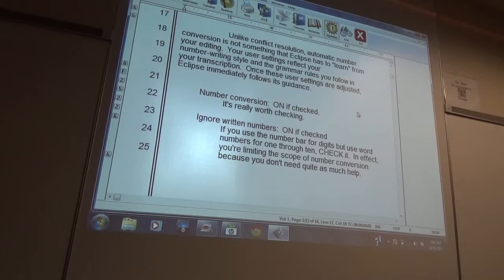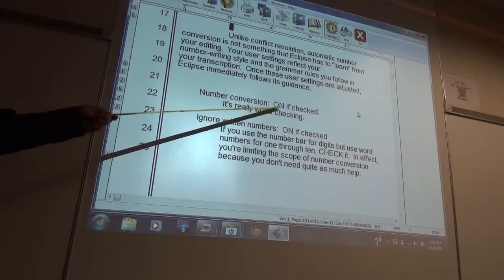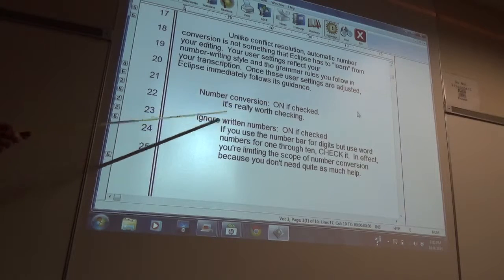Okay, here it's telling you on the number conversions, you know, click it on. If checked, it's really worth checking, okay? If on, if you use the number bar for digits, but use word numbers for 1 through 10, check it. In effect, you're limiting the scope of number conversions because you don't need quite as much help. You understand what it's saying? So if you know, and that's the way that I do it. You know, whether my brain works that fast, I don't know.